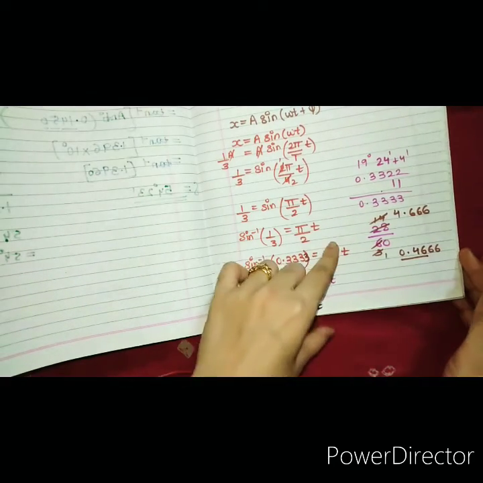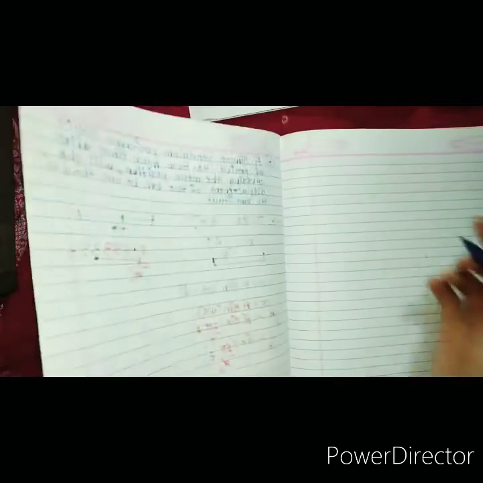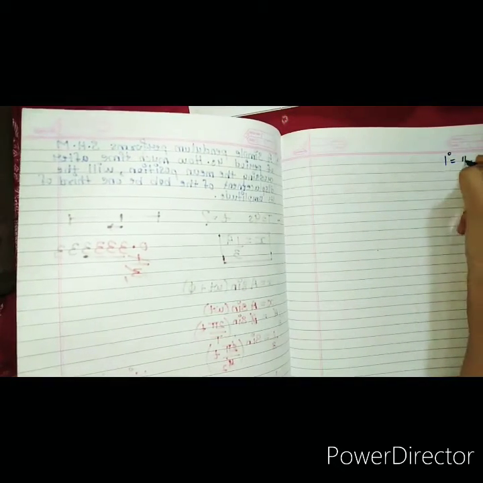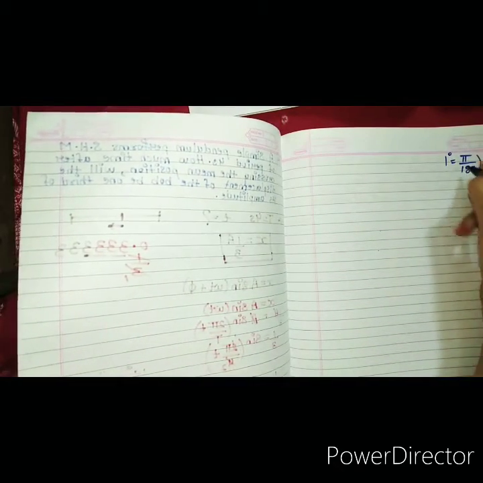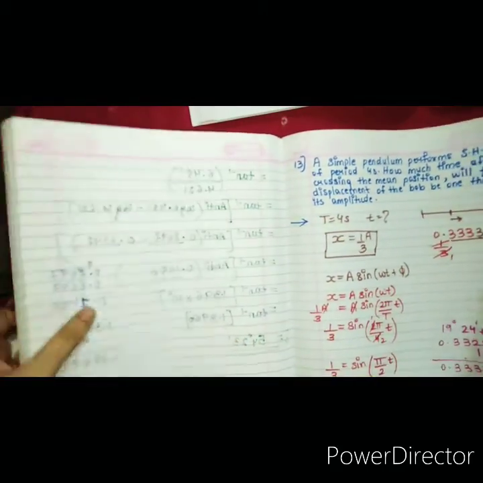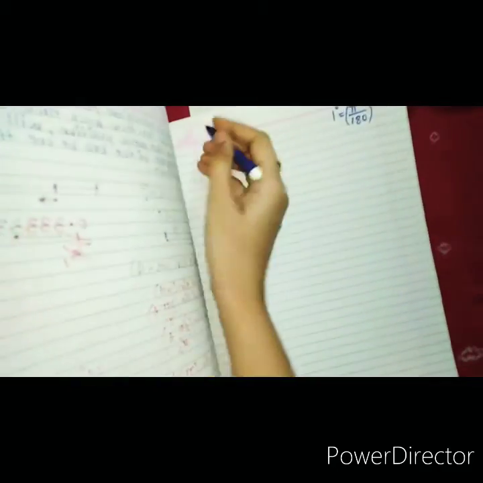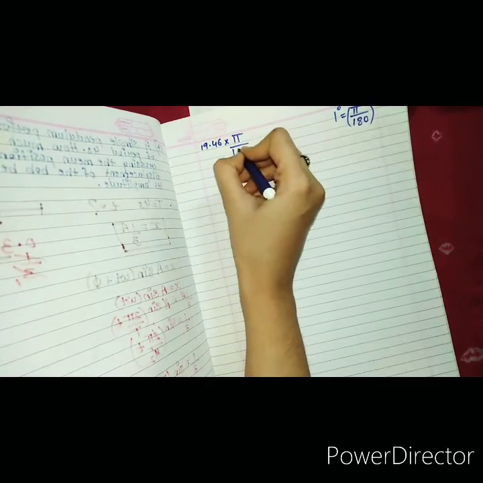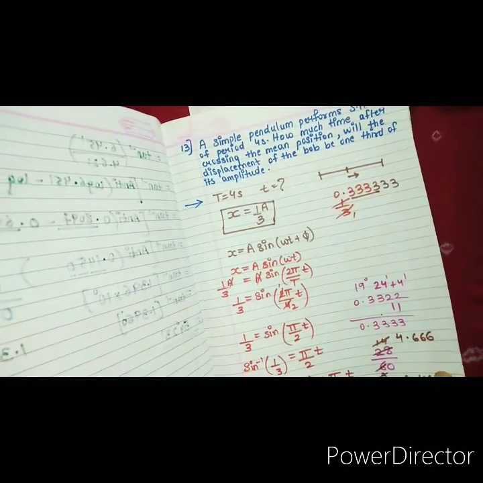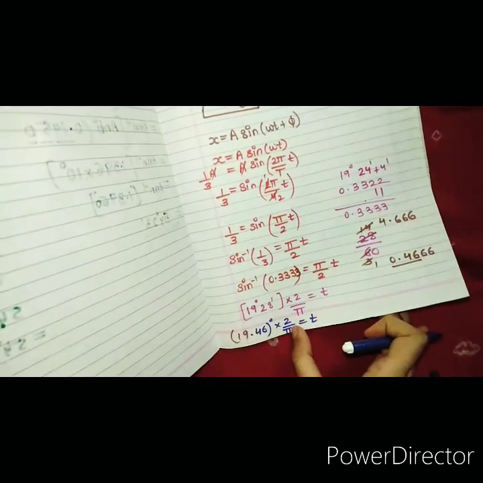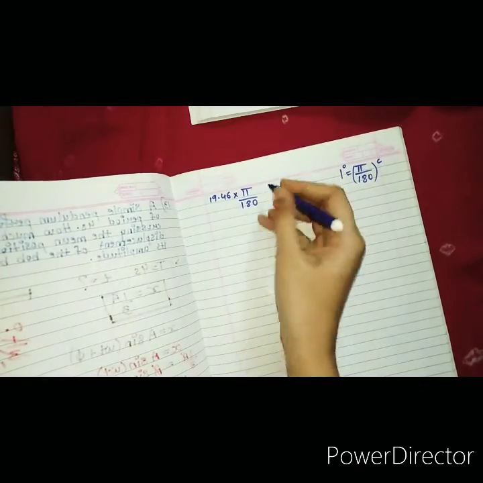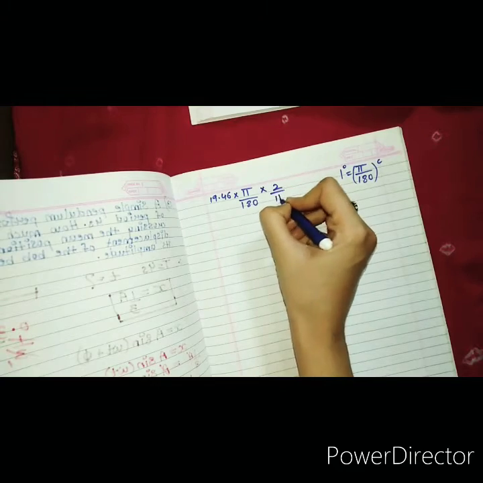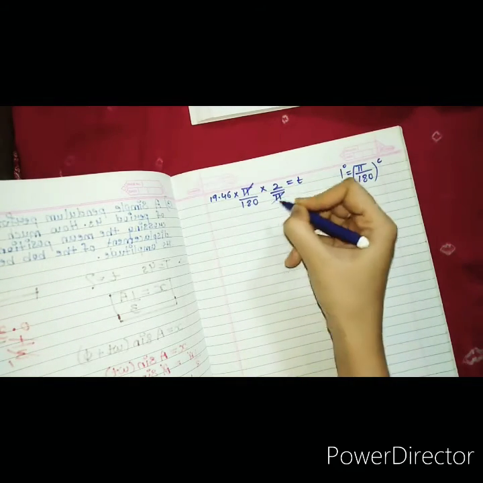We all know 1 degree is how much? 1 degree is pi upon 180 radians. So we'll write this 19.46 into pi upon 180. Now it is converted into radians, and into 2 upon pi, that is your time. This pi and this pi get cancelled.